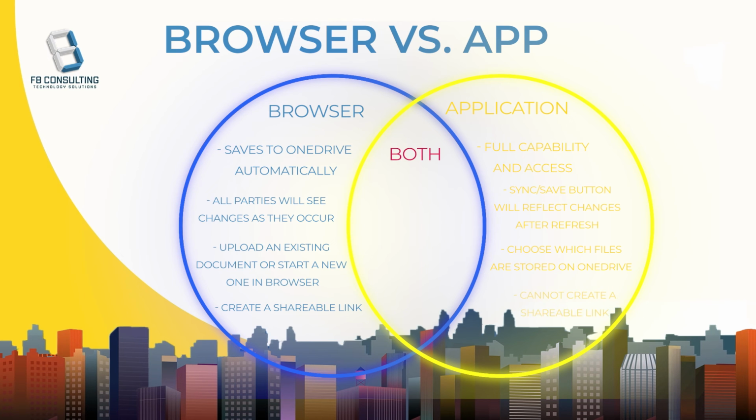And one little caveat to working in the application is that you cannot create the shareable link as you would in the browser. But if you want to create a link, all you have to do is upload it to OneDrive and boom, it's ready to create a link. Nothing to sweat, really not a big deal.